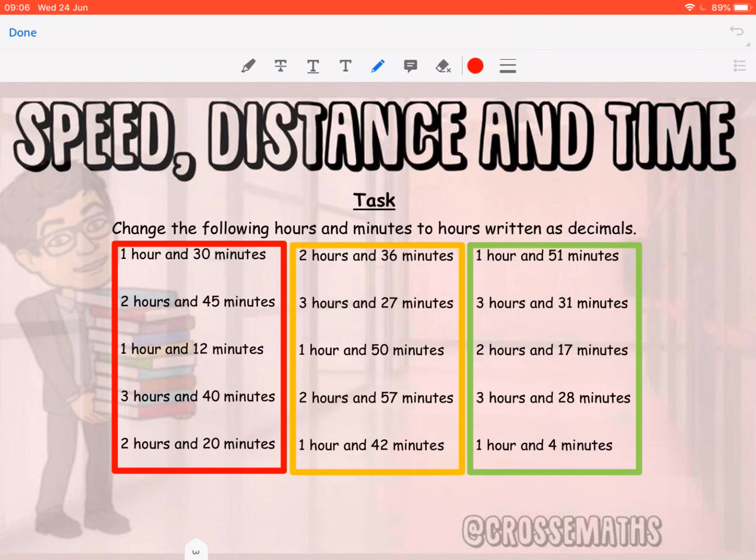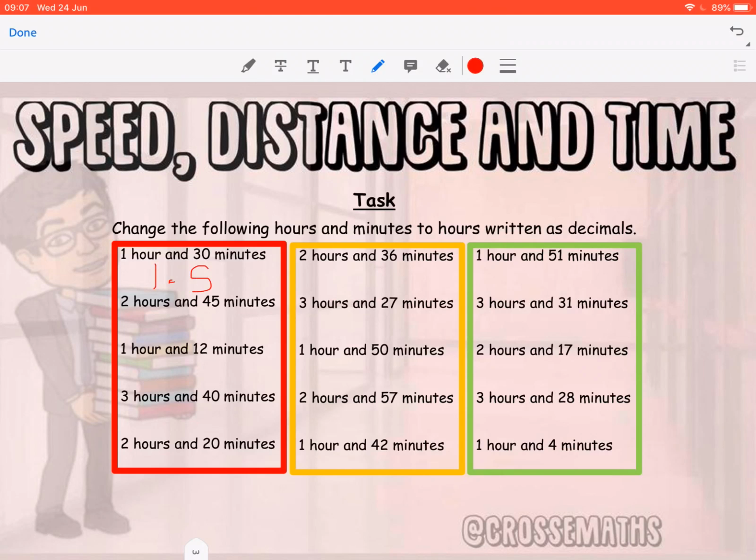The first one, this one here on the left, okay? 1 hour and 30 minutes, 30 on the end. I've got to change that bit into a decimal, so it's going to be 1 point something. Okay, 1 point, 30 on the end. If you take it and divide it by however many minutes are in an hour, 30 divided by 60 minutes is 0.5. So my answer is 1.5. Same thing on the next one, 2 hours and 36 minutes.